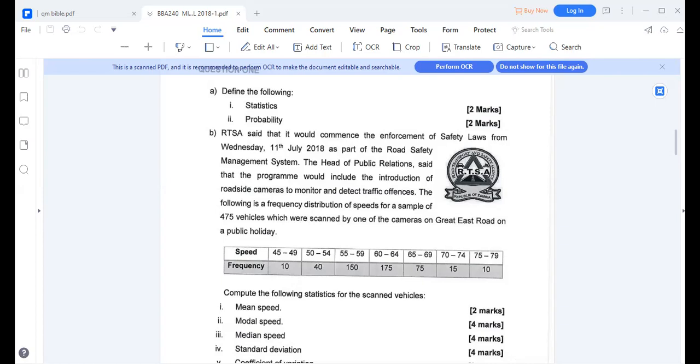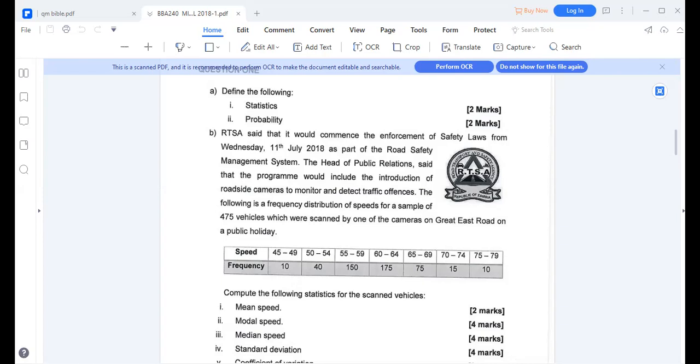Statistics, on the other hand, is simply the science of collecting, organizing, analyzing, interpreting, and presenting data. So it involves a set of techniques and methods of summarizing and drawing meaningful conclusions from a data source.